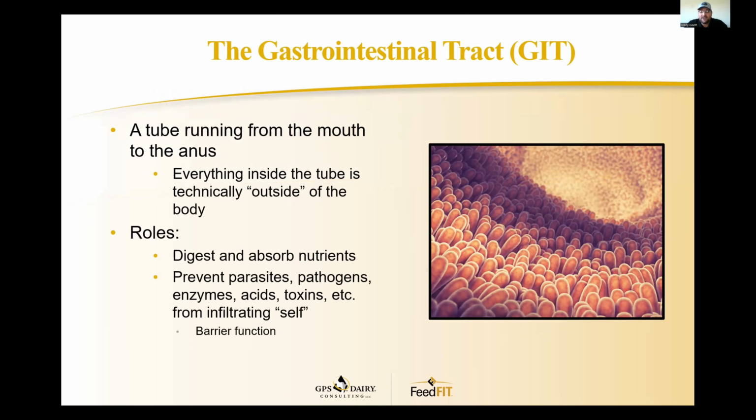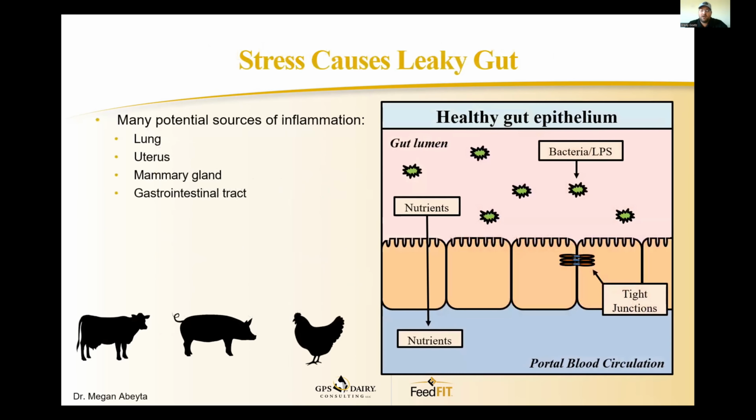There are multiple roles of the digestive tract. It has to digest and absorb nutrients, but more importantly, it has to prevent parasites and pathogens from infiltrating. It has to prevent those mycotoxins from being absorbed into the bloodstream and having an effect on the animal or activating the immune system. And we know that stress can cause leaky gut. When the gut becomes leaky, we can have issues, and there are many sources of inflammation that can affect that.